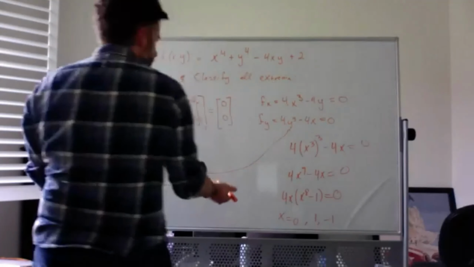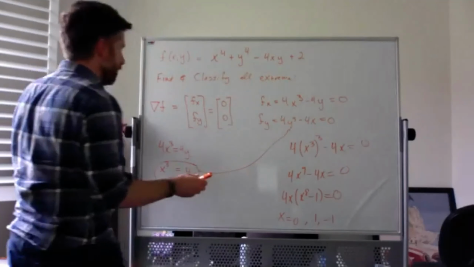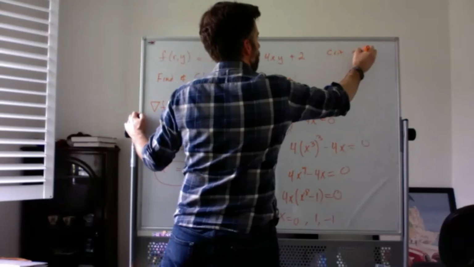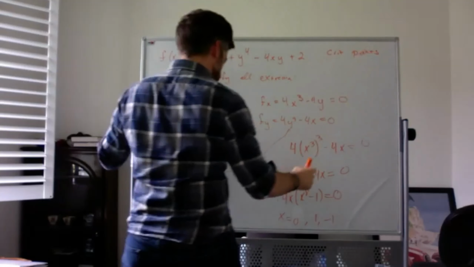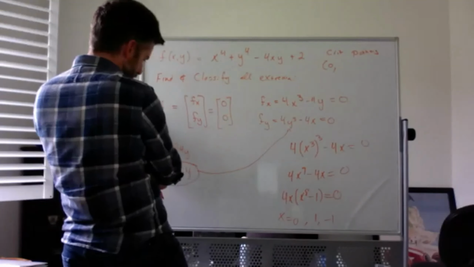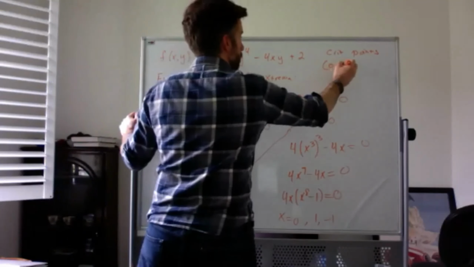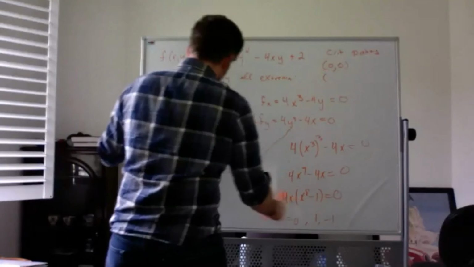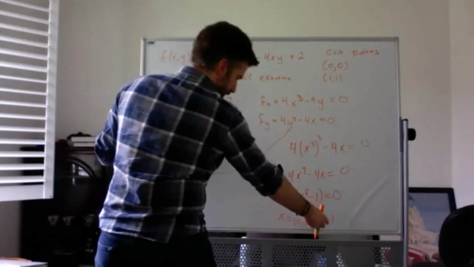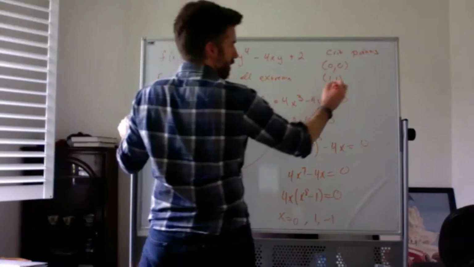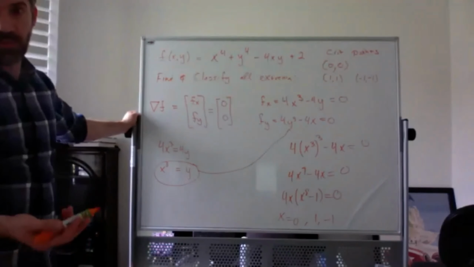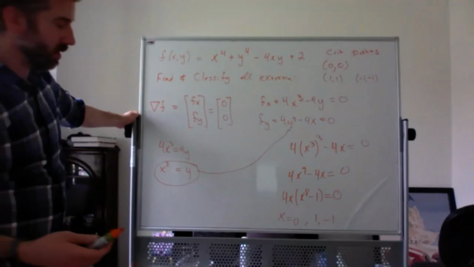Okay, so I should say, our critical points are x equal to 0, and if x is 0, then y is also 0. X equal to 1, if x is 1, y is also 1. If x is negative 1, y is also negative 1. That doesn't always happen, but in this example it does. So all of our coordinate pairs happen to have the same x and y value.